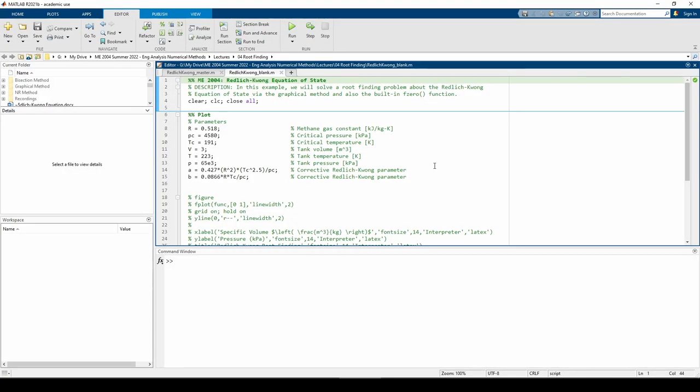Now that we rearranged the Redlich-Kwong equation, we can go ahead and plot it in MATLAB. I predefined some parameters, so I don't have to type them all out. Let's go ahead and type the rearranged equation in root finding form, or f of x equals 0 form. To do so, I'll move the rearranged left-hand side over to the rearranged right-hand side.